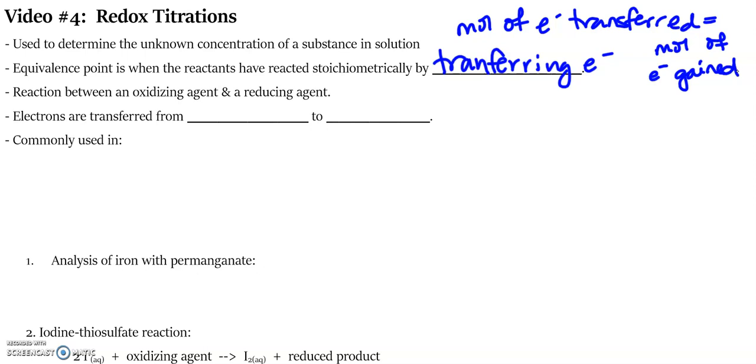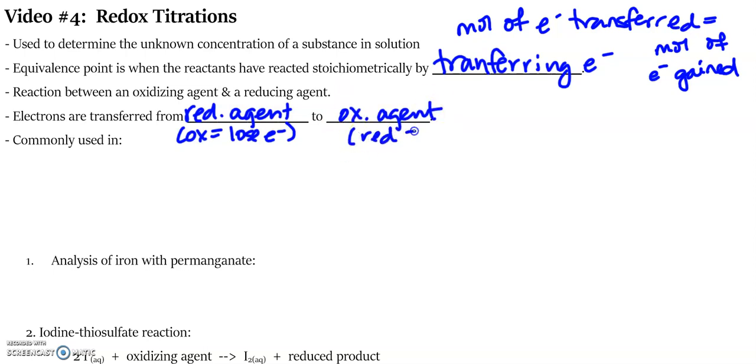The electrons are transferred from your reducing agent, which is what's being oxidized, because remember, oxidizing is losing. So this will lose electrons, and they will be transferred to your oxidizing agent, which is your substance that gets reduced, because reducing is gaining electrons.